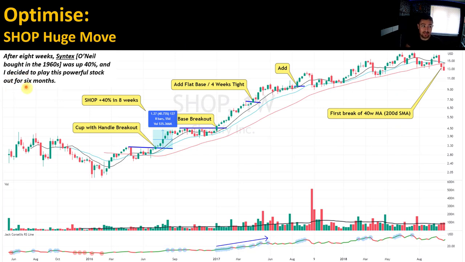After 8 weeks, Syntex, which O'Neil bought in the 1960s, was up 40%. And I decided to play this powerful stock out for 6 months. It went on a huge move. So if you look at Shopify here, these TML type stocks, which Shopify is, they can go on huge moves.